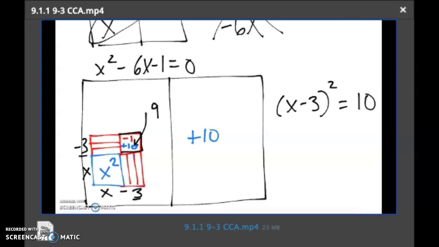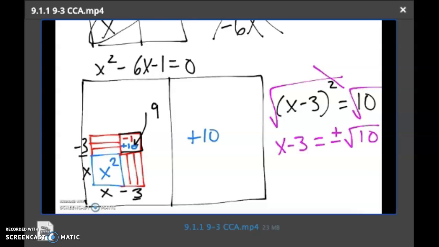To do that, I need to undo everything happening to x. The first thing is I'm going to take the square root of both sides. A square root takes out a square. They undo each other. So on the left, I'm left with x minus 3. And on the right, remember, I have plus or minus the square root of 10. Then I want to add 3 to both sides. So that gives me that x equals 3 plus or minus the square root of 10.